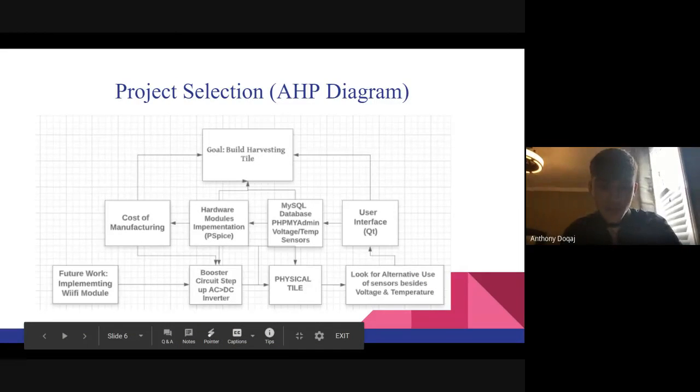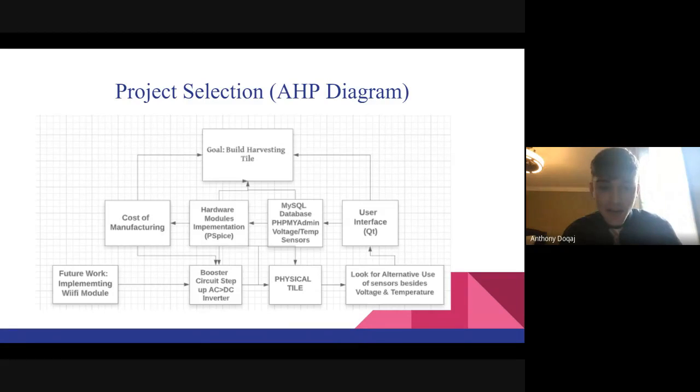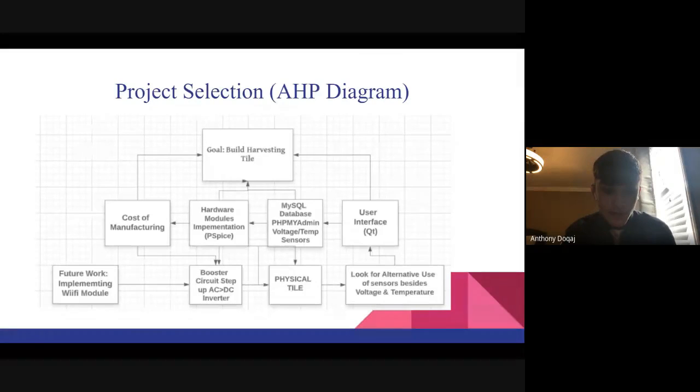Okay, so our project selection, or our AHP diagram, which is the analytical hierarchy process diagram. Our main goal was to build a harvesting tile, and to do that, we need to take into account many things. The first of many was the cost of manufacturing. If we went over the cost, we couldn't build a harvesting tile. We also had to take into account the hardware modules, the implementation using PSpice. We had to switch over to PSpice because of the remote learning.